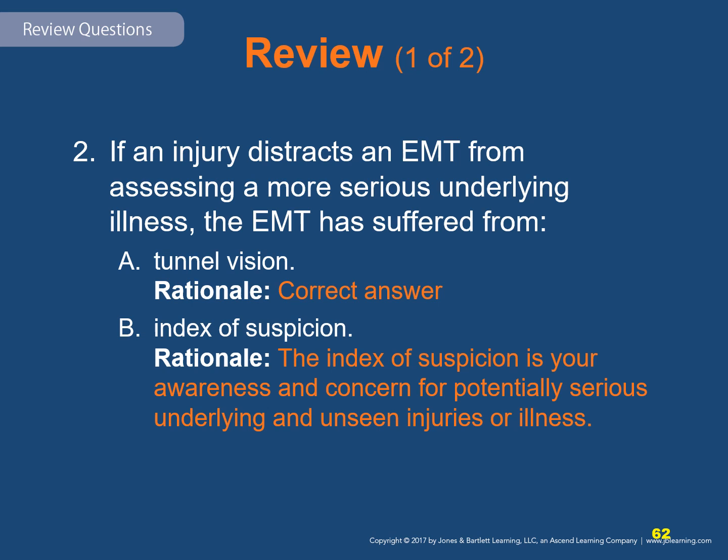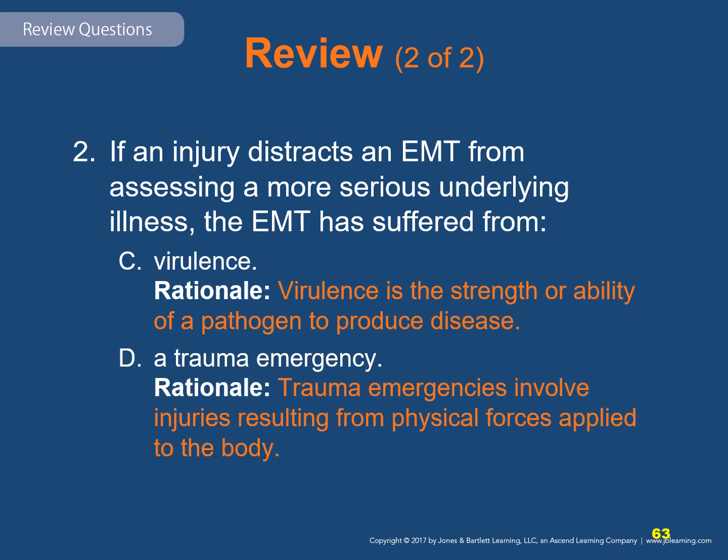The index of suspicion is your awareness and concern for potential serious underlying and unseen injuries or illnesses. Virulence. Virulence is the strength or ability of a pathogen to produce a disease. And a trauma emergency. Trauma emergencies involve injuries resulting from physical forces applied to the body.